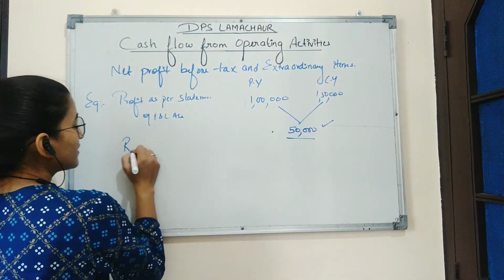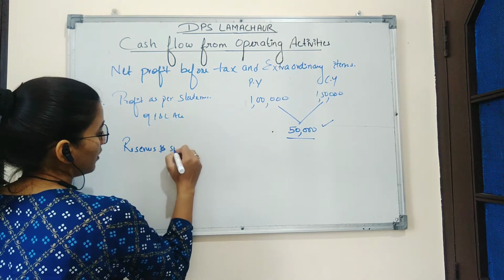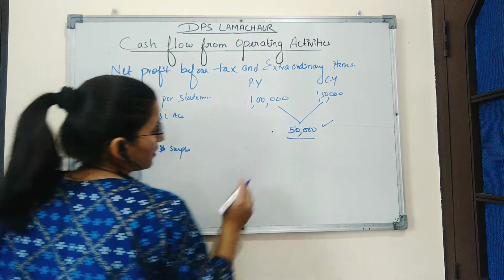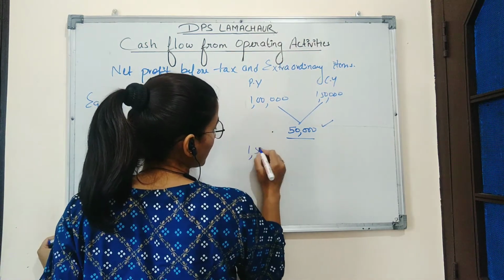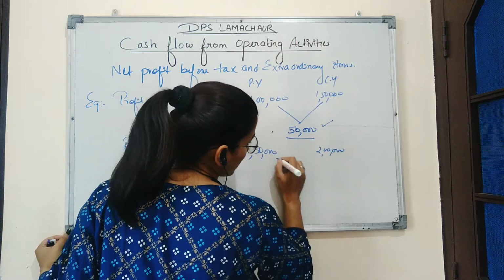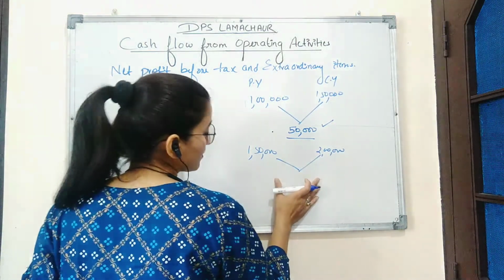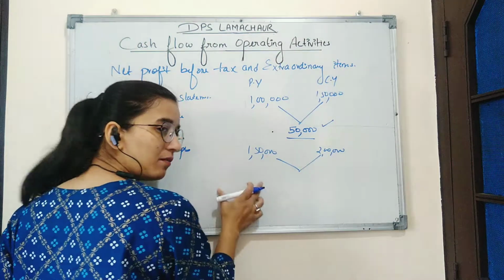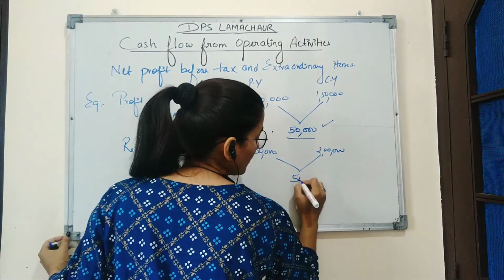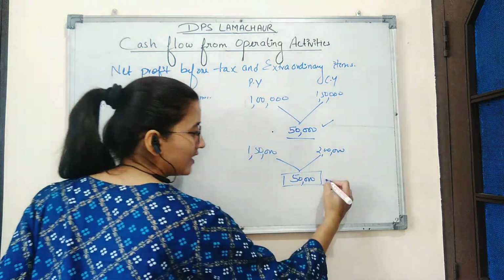Similarly, if reserves are given, the previous year reserve is 1,50,000 and the current year reserves is 2 lakh. So, in calculating the amount of reserve, we will subtract the previous year reserve from the current year reserve. So, we will write the difference between the reserves of previous year and current year as 50,000.